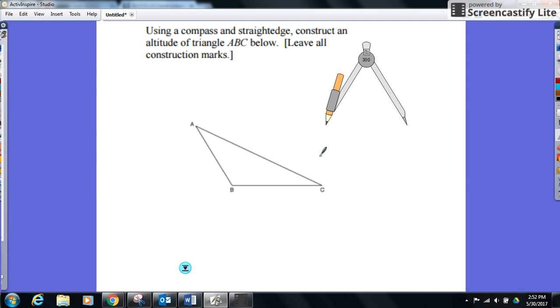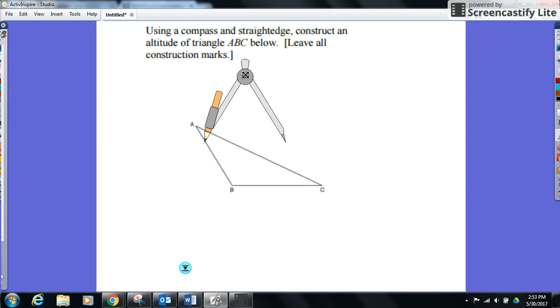In this video, I will be detailing how to construct an altitude in a triangle. By definition, an altitude starts at a vertex and is perpendicular to the opposite side. In this question, I will do two altitudes, one coming from vertex B and one coming from vertex A. To do an altitude, you will need to know how to construct a perpendicular line through a given point. So my first altitude is going to be from B to AC.